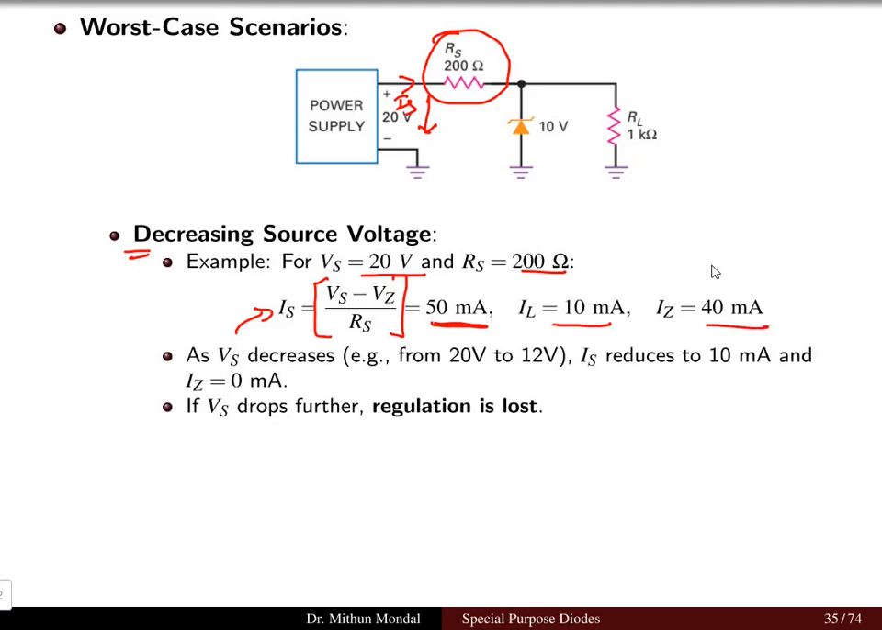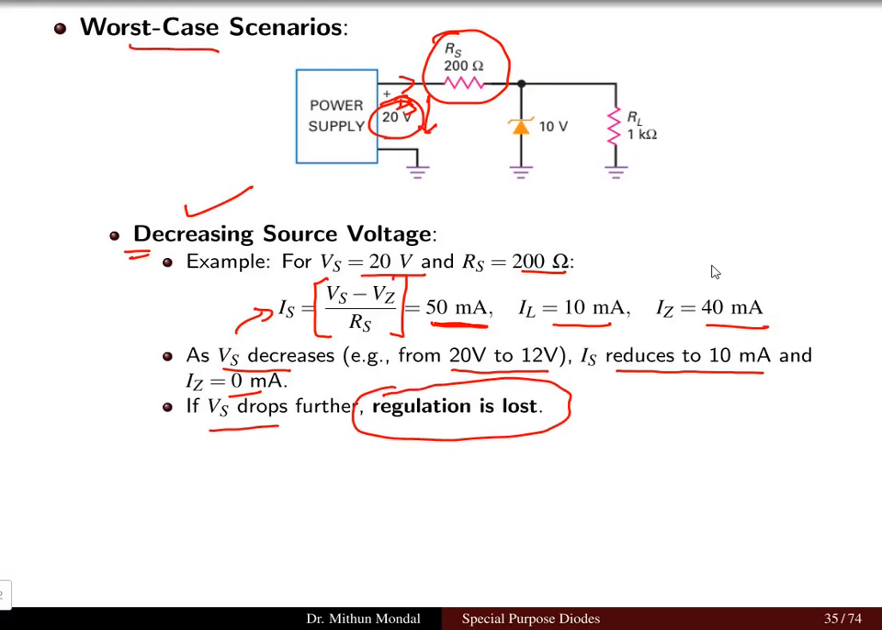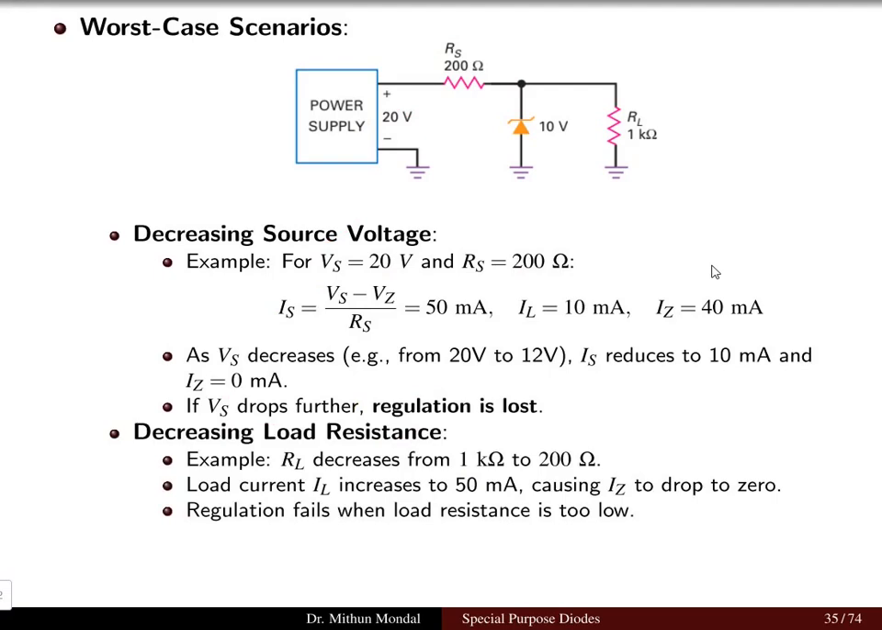So if the source voltage is decreased, which we are taking into consideration, from 20 volt to 12 volt, so here the source voltage will be dropped from 20 volt to 10 volt. The source current will reduce to 10 milliampere and the Zener current will be 0. So there will not be any Vs drop, and hence the regulation will be lost. So worst case scenario we are discussing, where the source voltage reduces, so the regulation will be lost. Second case we will discuss if there is a decrease in the load resistance.